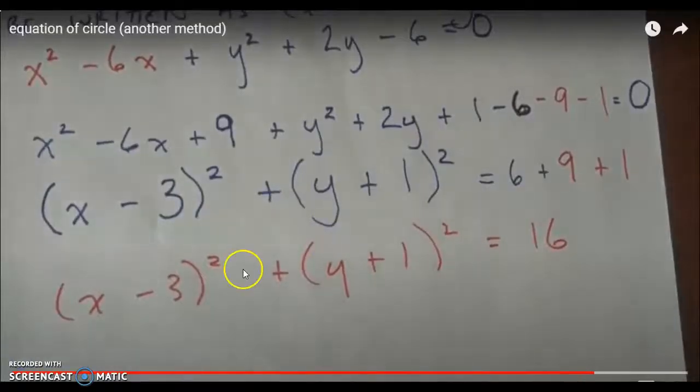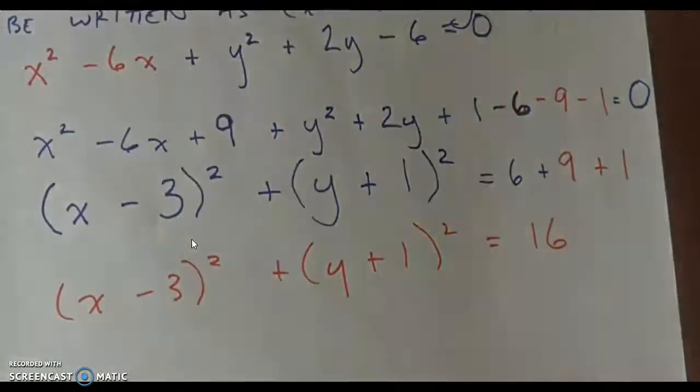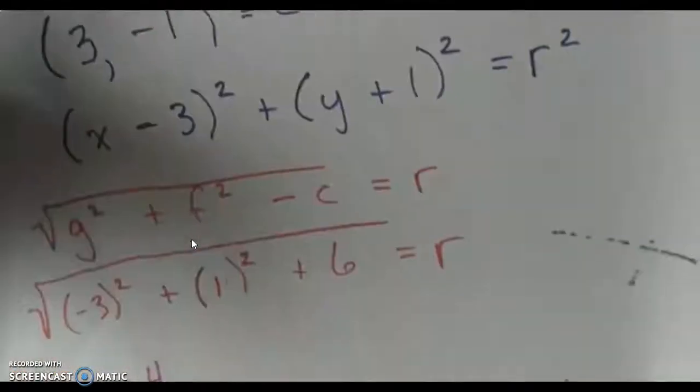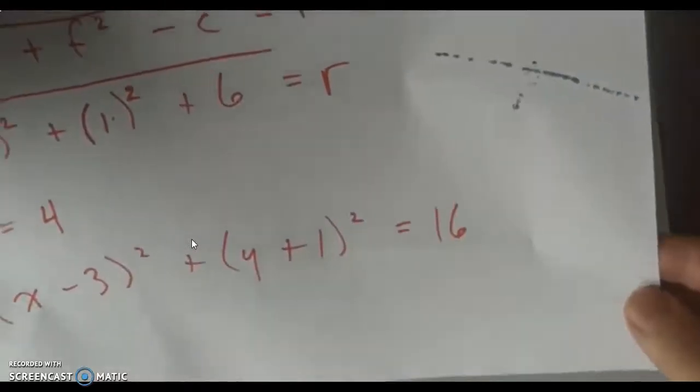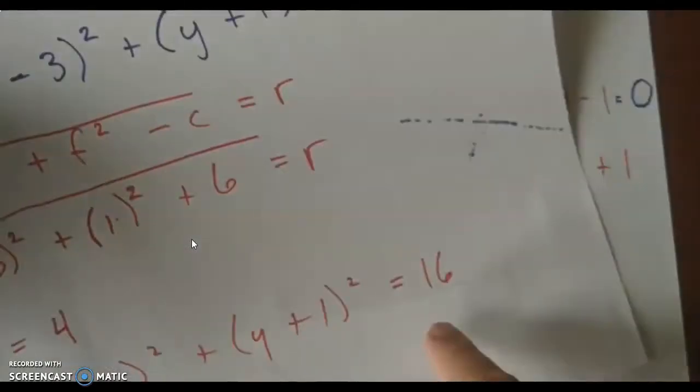Here we go, and then we created two perfect squares, and we have the equation of the circle. And this is number 10 from 3.4. So this is probably an easier method for this class.